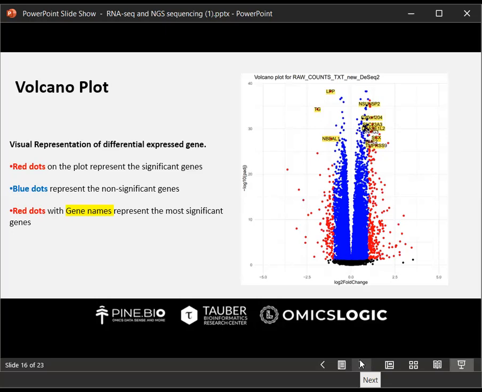Now, the red dots on the plot represent the significant genes. The blue dots represent the non-significant genes. And the genes that are highlighted are the most significant genes. Now, on the left side of the x-axis, it represents the upregulated genes, the positive fold change values in the group B samples that we took. And the right side of the x-axis represents the down-regulated genes or the negative fold change values of group B.